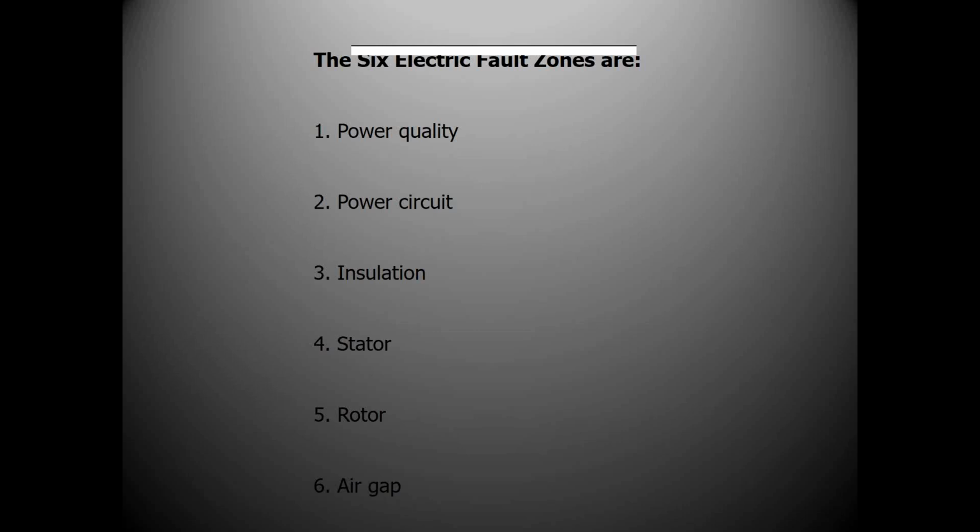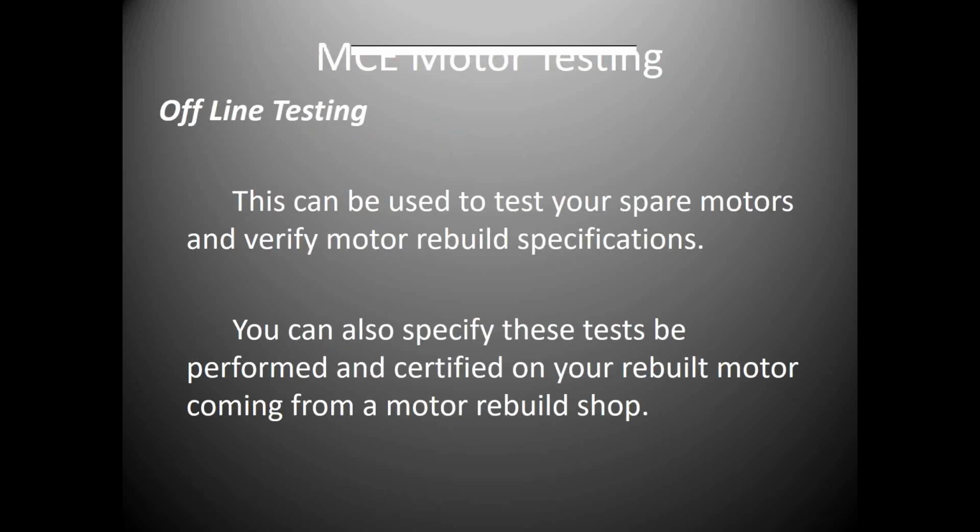So these are 6 major fault zones: power quality, power circuit, insulation, stator, rotor, and air gap. We can check for failures in all of these with these technologies, on spare motors and motors in operation. So offline testing can be used to test spare motors and verify that your motor rebuild shops actually rebuilt the motor correctly.